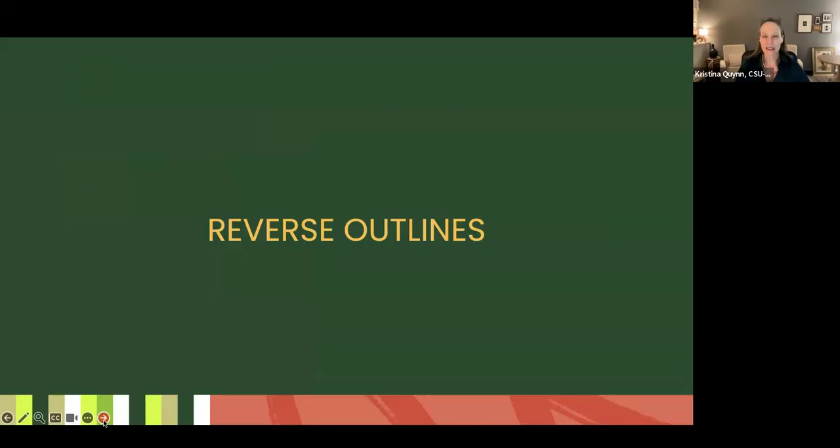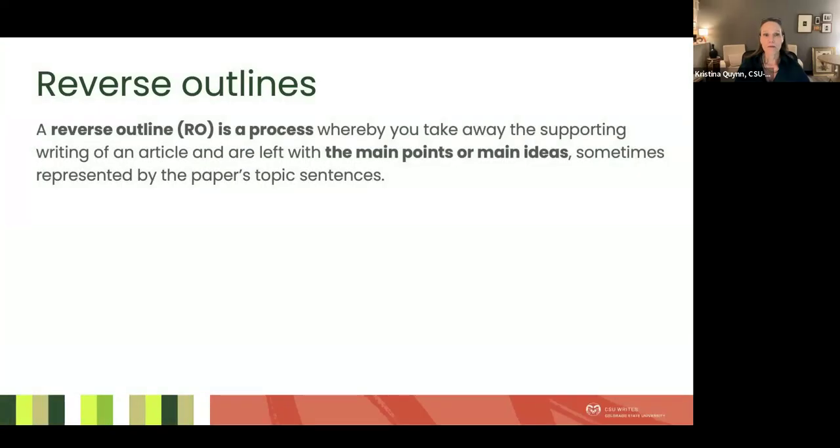All right, so reverse outlines. Reverse outlines are a little less cute and a little less clever, and yet I would say that if you are building your skills and chops as a scholarly writer, they're going to be a key to you arranging your work and knowing how different genres operate. So reverse outlines, basically what they do is they allow for you to take away from an existing work. So it could be a published article. It could also be a draft of your own manuscript.